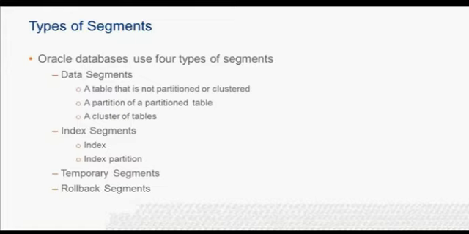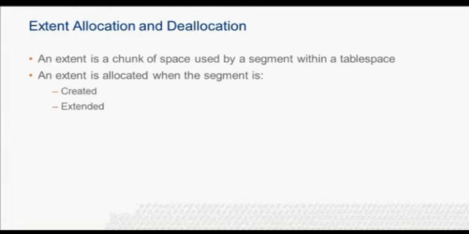Now, undo segment. An undo segment is used by a transaction that is making changes to the database. Before changing the data or index blocks, the old value is stored in the undo segment. This allows the user to undo changes made.